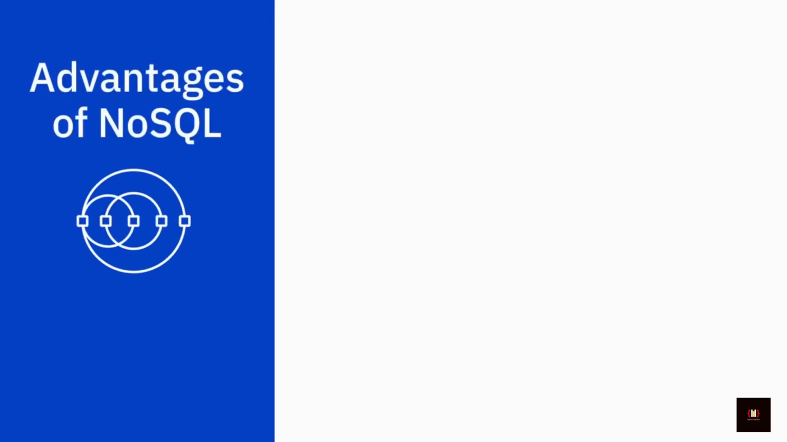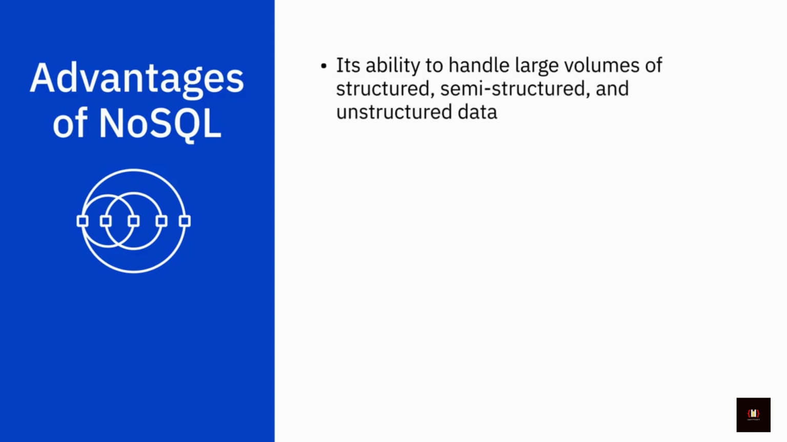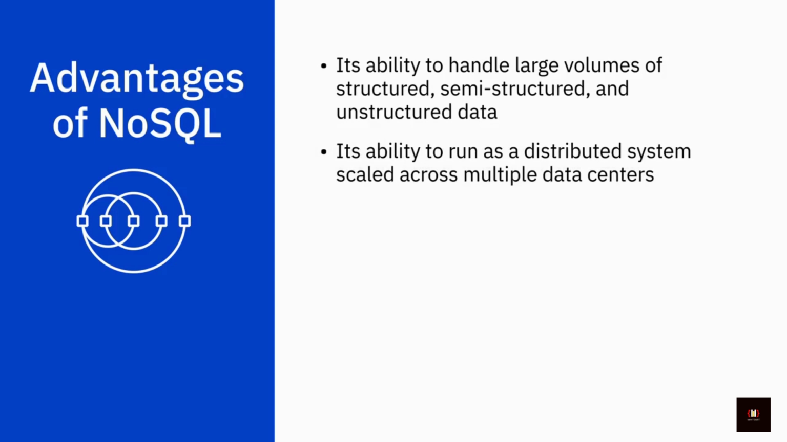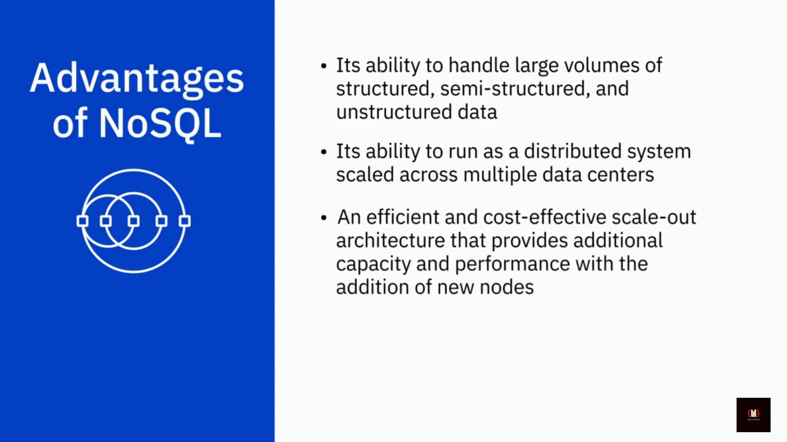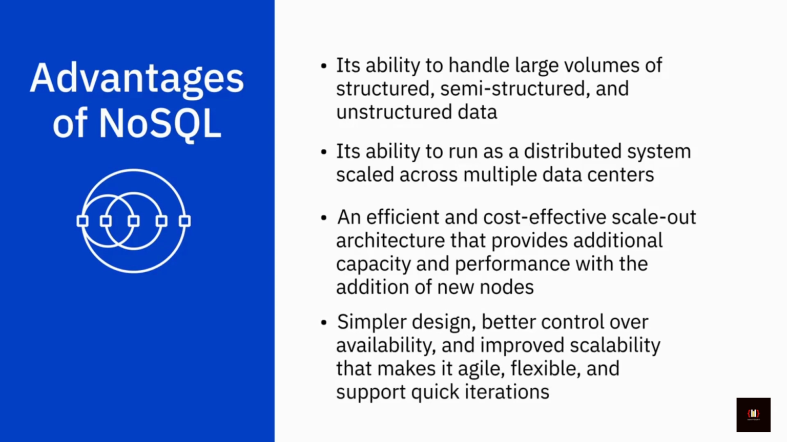NoSQL was created in response to the limitations of traditional relational database technology. The primary advantage of NoSQL is its ability to handle large volumes of structured, semi-structured, and unstructured data. Some of its other advantages include the ability to run as distributed systems scaled across multiple data centers, which enables them to take advantage of cloud computing infrastructure, an efficient and cost-effective scale-out architecture that provides additional capacity and performance with the addition of new nodes, and simpler design, better control over availability, and improved scalability that enables you to be more agile, more flexible, and to iterate more quickly.